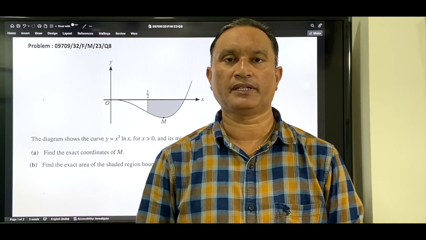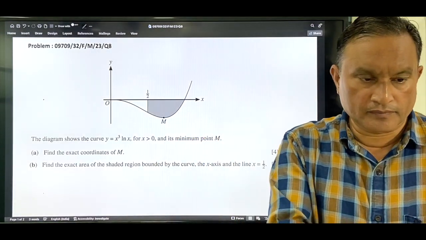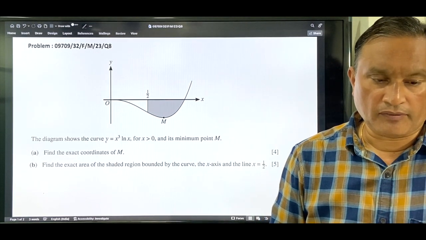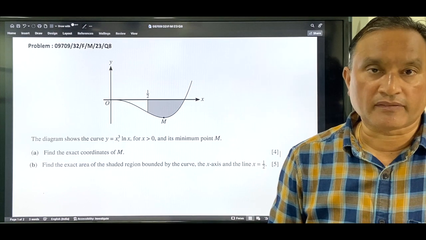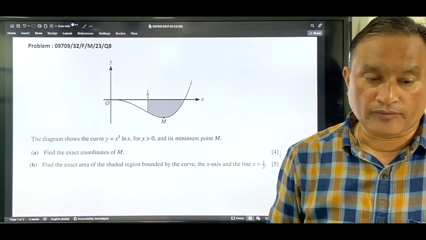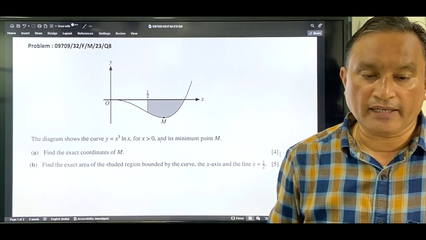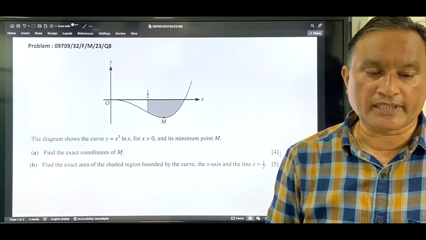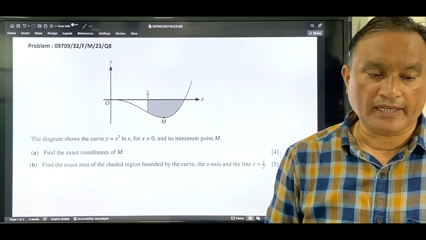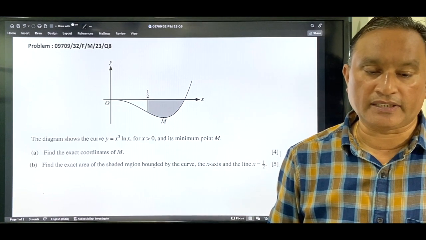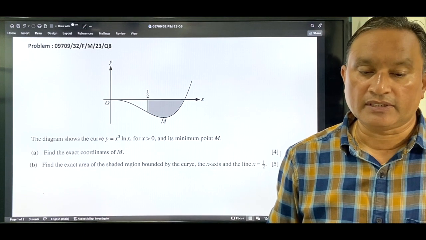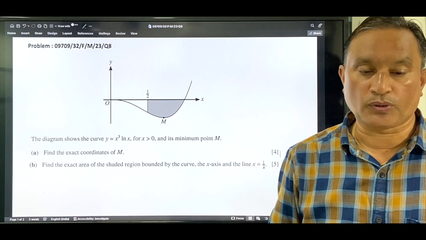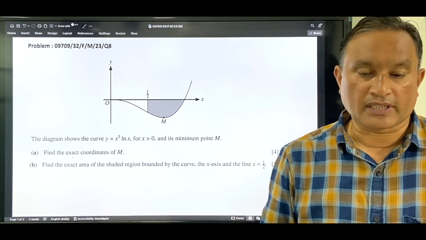Now the problem here is: the diagram shows the curve y = x^3 ln x for x greater than 0 and its minimum point M. A. Find the exact coordinates of M. B. Find the exact area of the shaded region bounded by the curve, the x-axis and the line x = 1/2. So now we will start the solution.